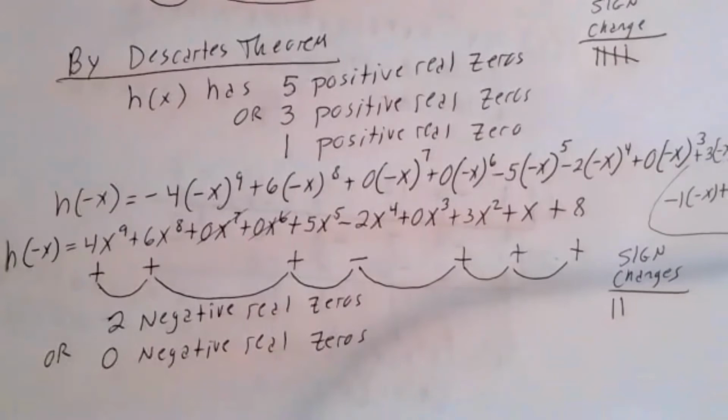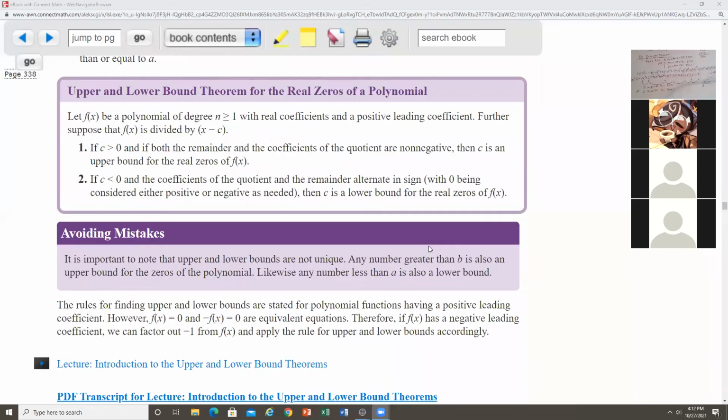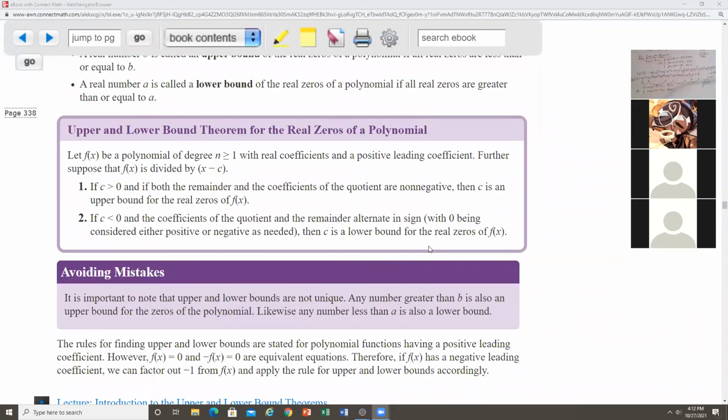All right, there is one last theorem in here, ladies and gentlemen. It's called the upper lower bound theorem. Here it is. It's on page 338. It's entitled the upper lower bound theorem for real zeros of a polynomial. It says, let f of x be a polynomial of degree greater than or equal to 1 with real coefficients, positive leading coefficient. Further, suppose that f of x is divided by a linear factor x minus c.